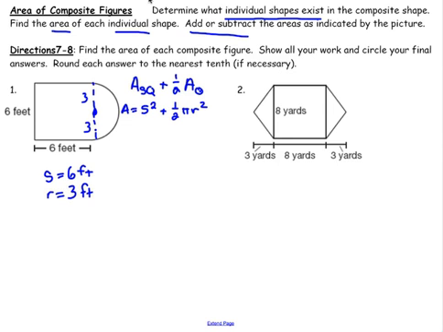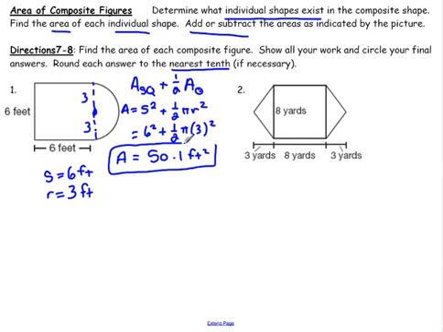Now the fourth thing I'm going to do is just substitute. So that'd be 6 squared plus 1/2 pi times my 3 squared. And the last thing I do is just calculate this number. We're going to round to the nearest tenth, as the directions say. And if you're doing this along with me at home, you should get 50.1 square feet. Circle our final answers just so everyone knows what our answers are.